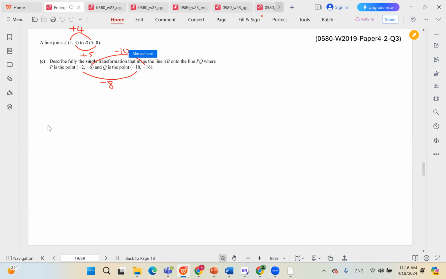So it is evident that k here is basically equal to the final over the initial, like we said. So either you use -8 over 4, or you can use also -10 over 5. Either way, you're going to get k equals -2. Now we want to get the center of enlargement. So we're going to take one of the points only. So let's say P will equal 1, 3. And P dash is going to equal the corresponding point, which is -2, -6.